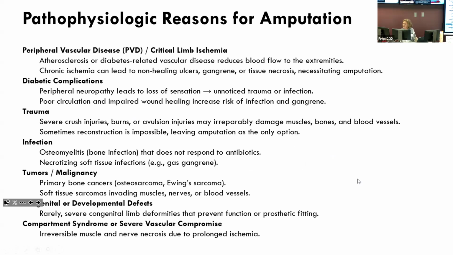Congenital or developmental defects, rarely seen, but if they have severe limb deformities that impair function and they can't attach a prosthetic to it, they may be able to amputate the part that they couldn't attach a prosthetic to, or that was too severely deformed. And then compartment syndrome, what we talked about before, or severe vascular compromise, if those things aren't dealt with immediately, it can cause irreversible muscle and nerve necrosis due to prolonged ischemia, no blood getting to it.